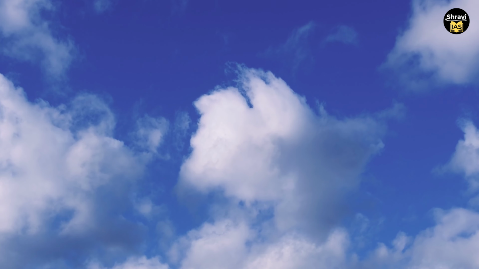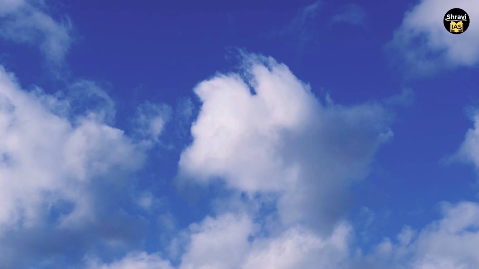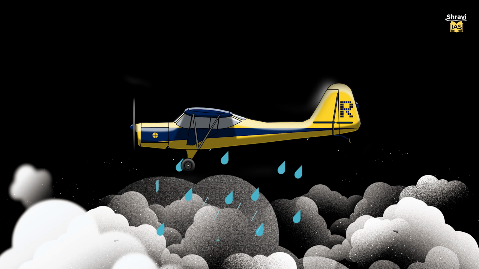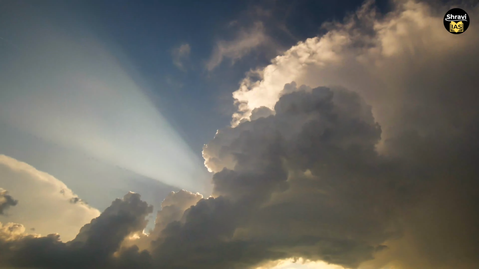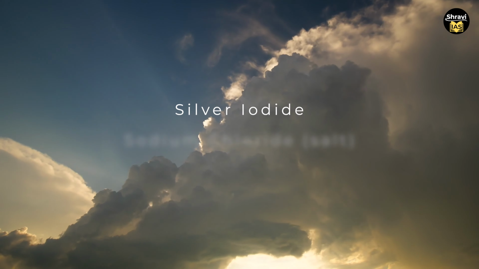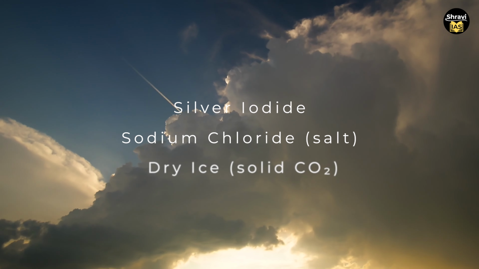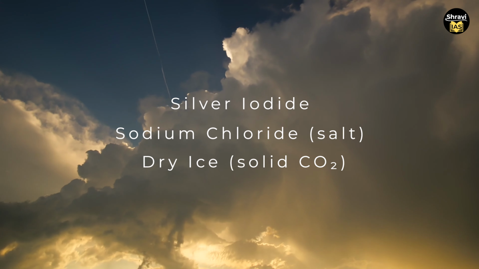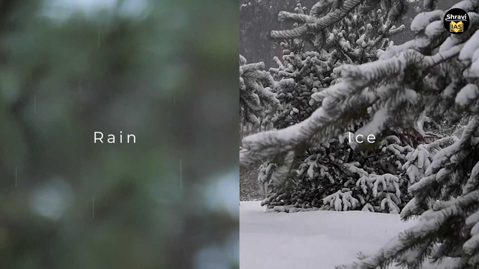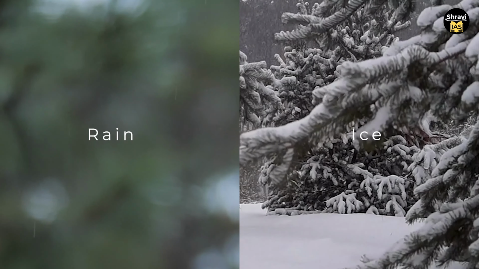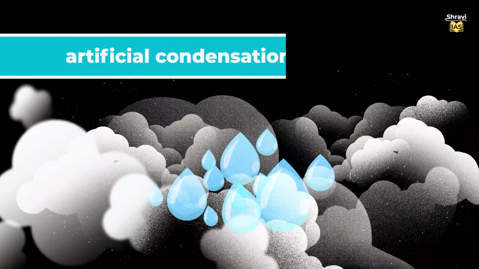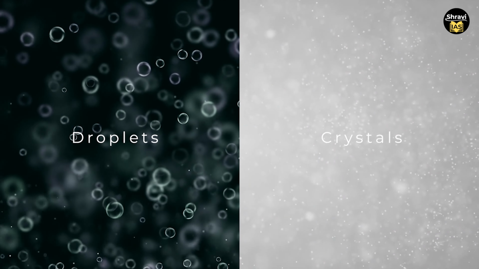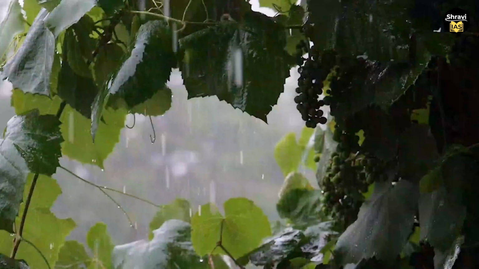First of all, clouds with sufficient moisture are identified. Then chemical substances are released into these clouds using aircraft or rockets. In cloud seeding, silver iodide, sodium chloride or salt, or dry ice are injected into the clouds to stimulate droplet or ice crystal formation, which leads to precipitation in the form of rain or ice. These agents serve as artificial condensation or ice nuclei, leading to larger droplets or crystals forming and finally falling as rain.